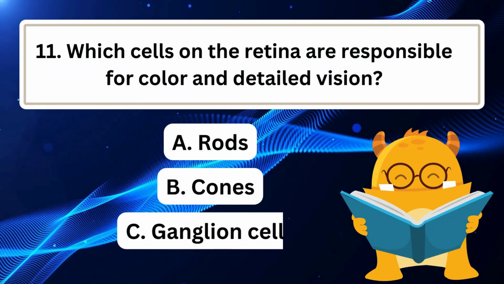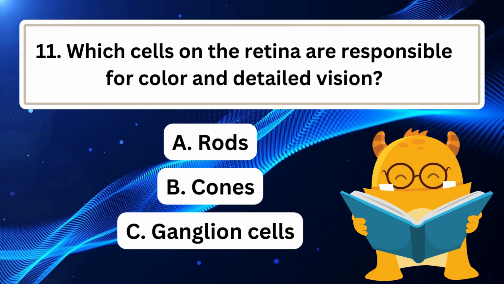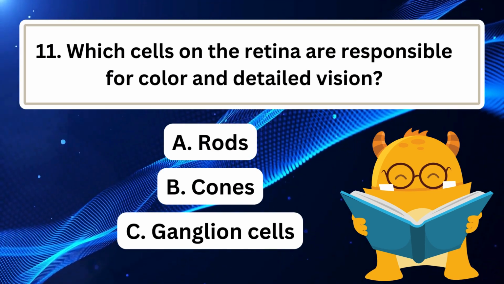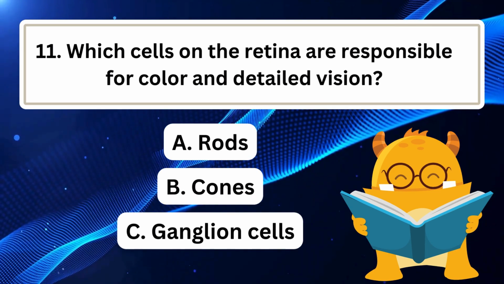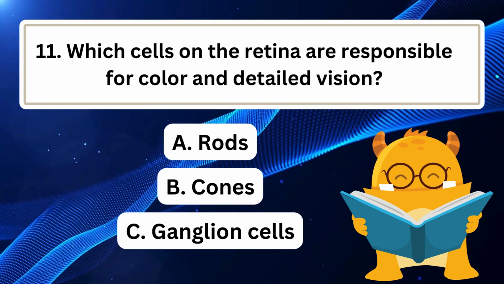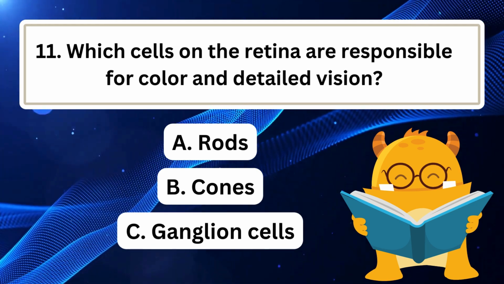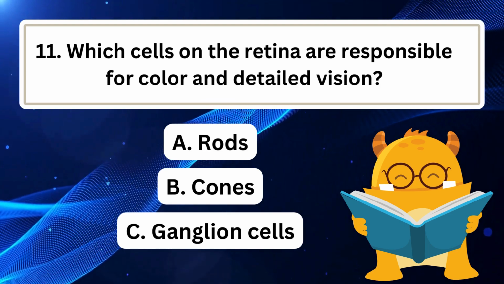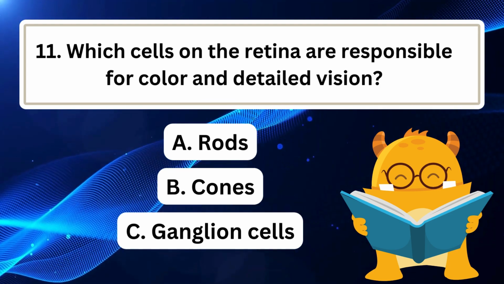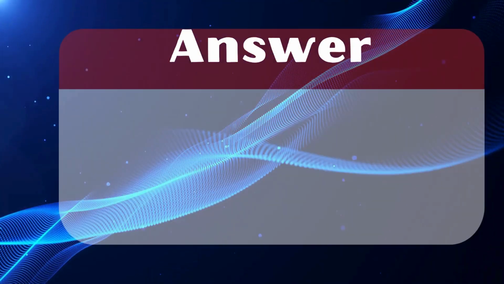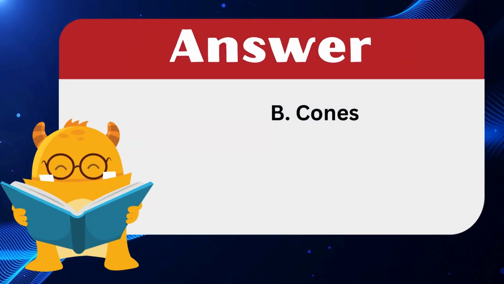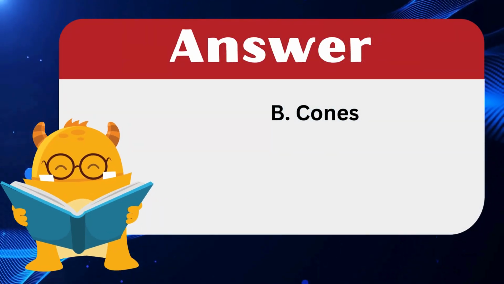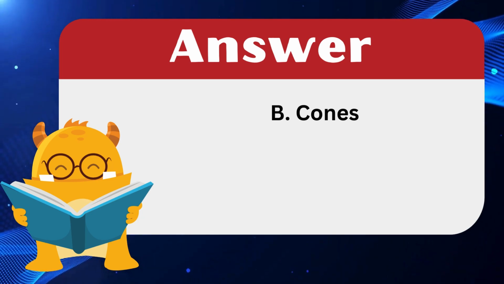11. Which cells on the retina are responsible for color and detailed vision? A. Rods. B. Cones. C. Ganglion cells. B. Cones. Cones on the retina are responsible for color and detailed vision.